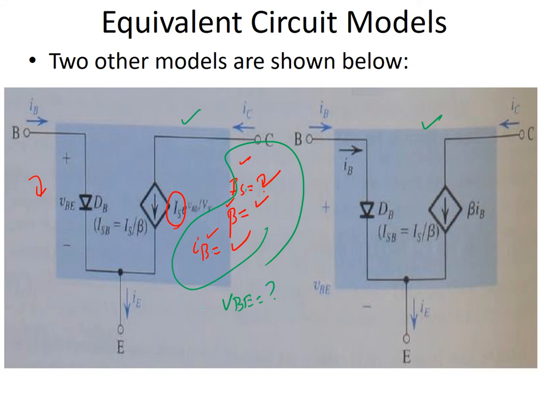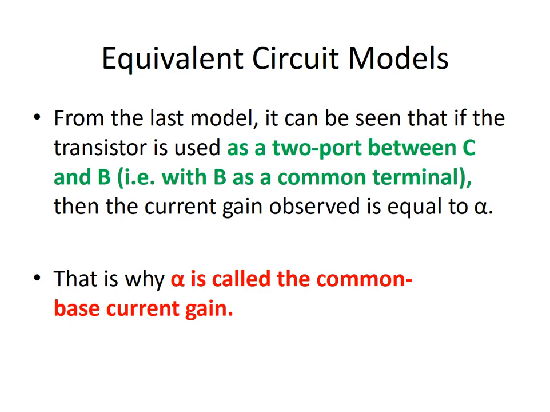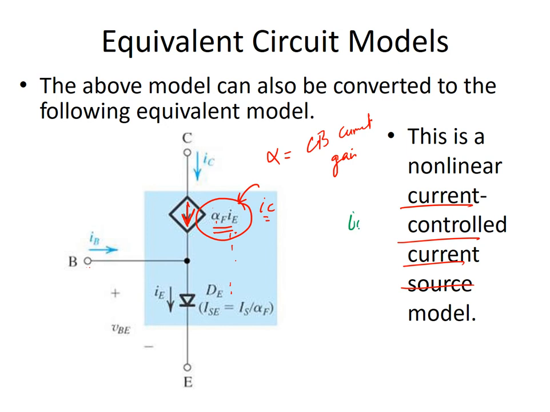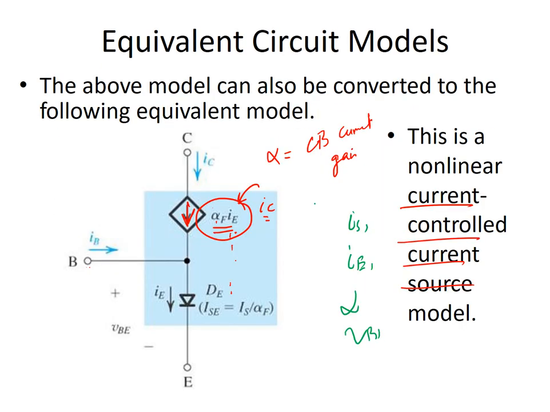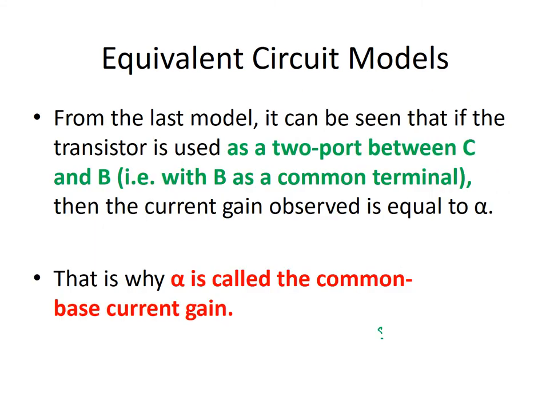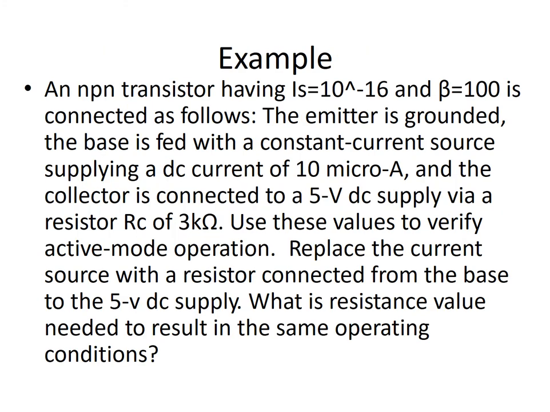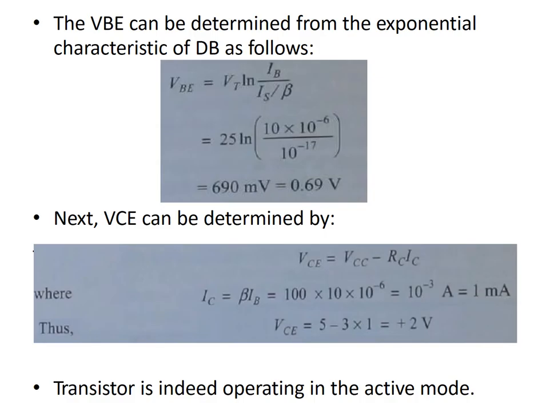So depending on what is available, for example, if the question says you are given IS, you are given, for example, the IE value, you are given the alpha value, and again you have to calculate the base emitter voltage, maybe you can choose this model. So the selection of the equivalent circuit model will depend on the available data in the question. For example, this is one example. Okay, so we will solve this example during the live session.